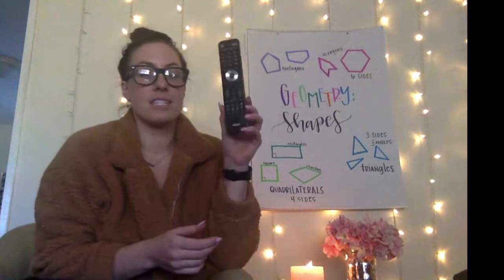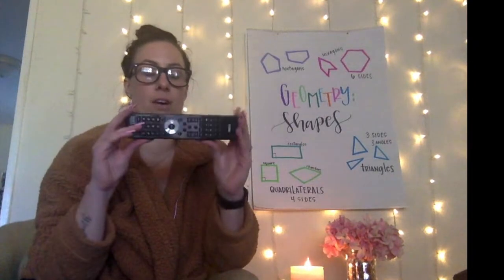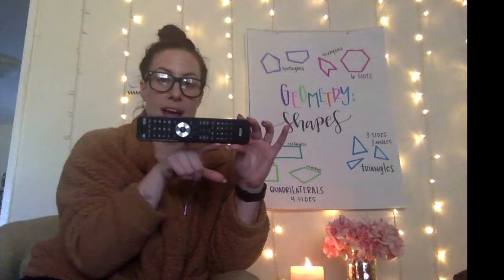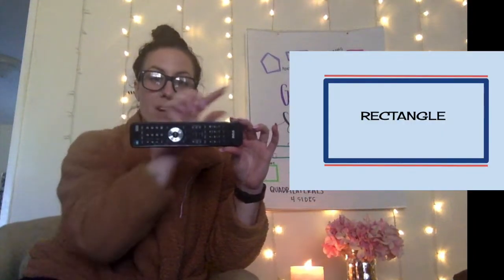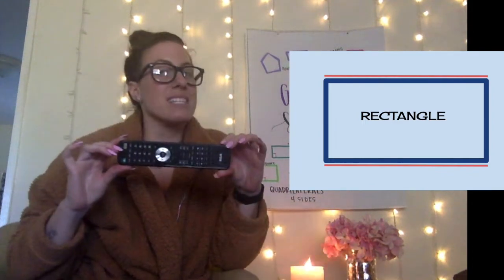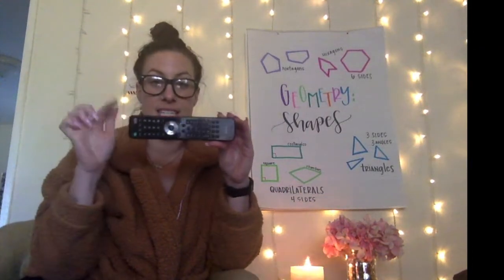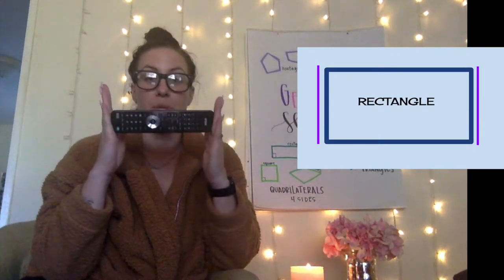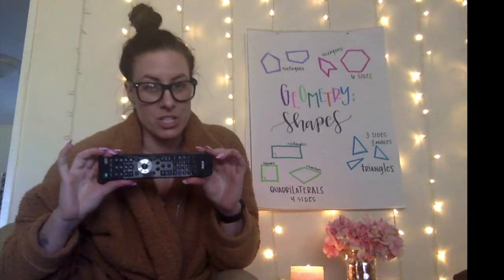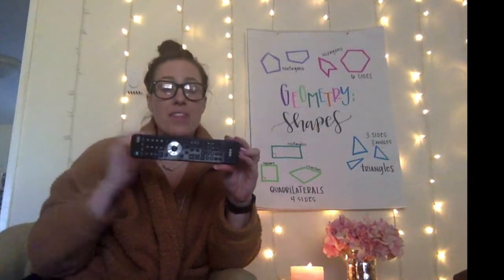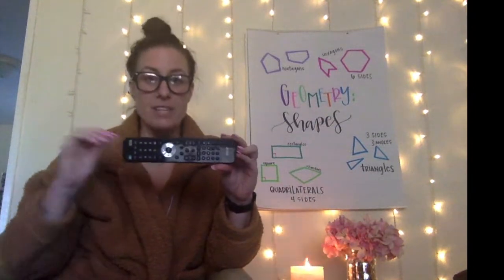Well, let's look at this TV remote really quick. If you look at this TV remote, you'll notice that this top and this bottom are the same length. If I were to put a ruler right here and measure, the top and the bottom would measure to be the same length. Similarly, this side from here to here would be the same as it would from here to here. So both of these ends would also measure to be the same length. That is what classifies something as a rectangle. That's what sets a rectangle apart from a square.